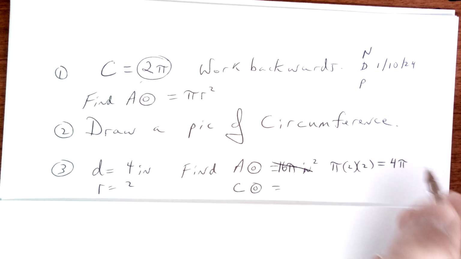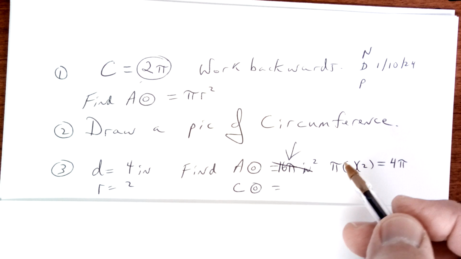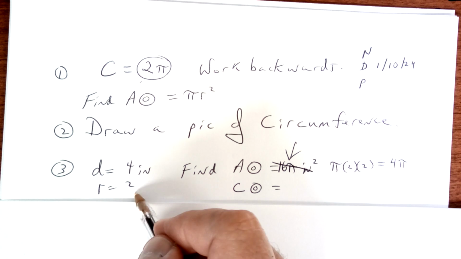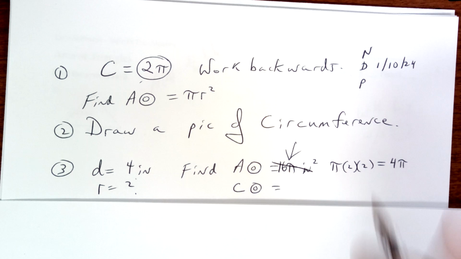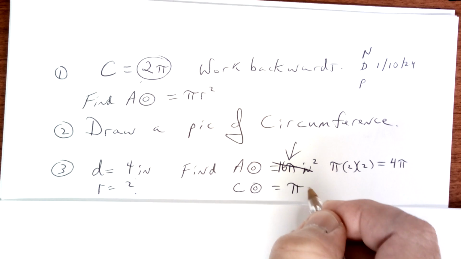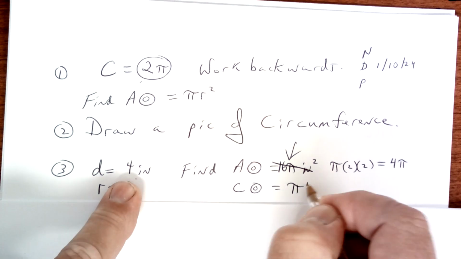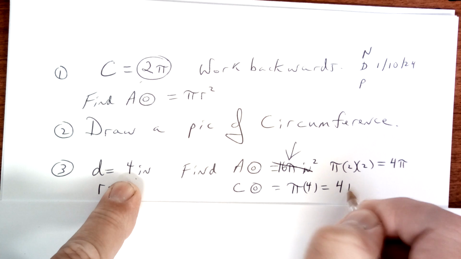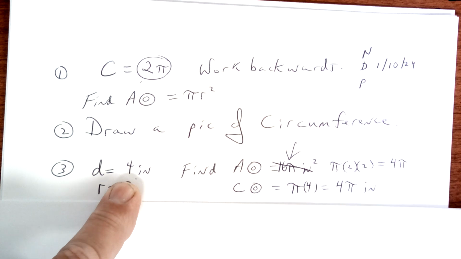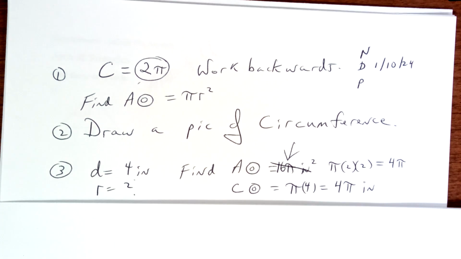Be careful with that, okay? Make sure you use the radius and not the diameter. Circumference is pi times diameter, so that's pi times the diameter, which is 4. So the answer is 4 pi. Any questions on circumference or area?